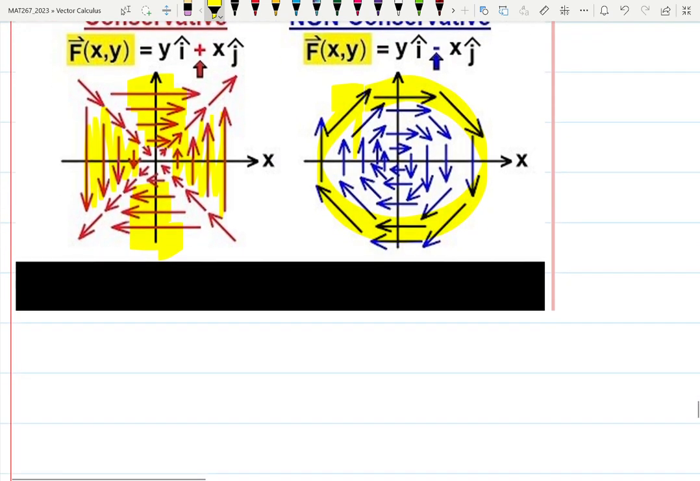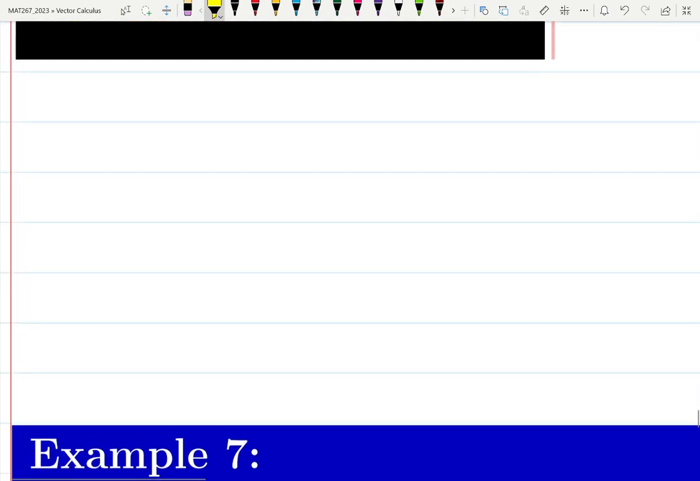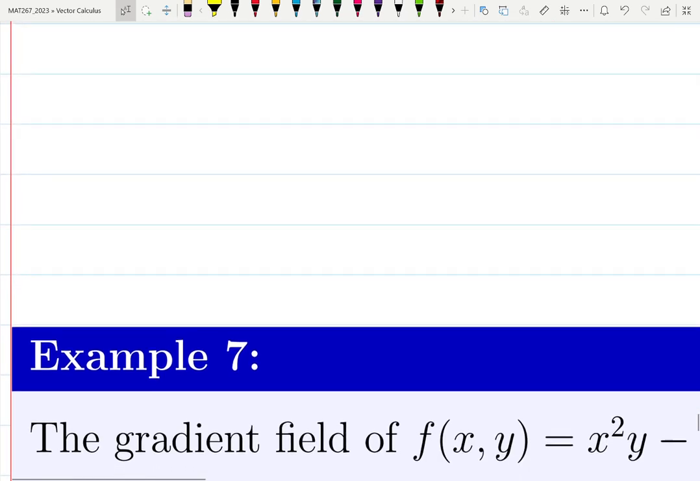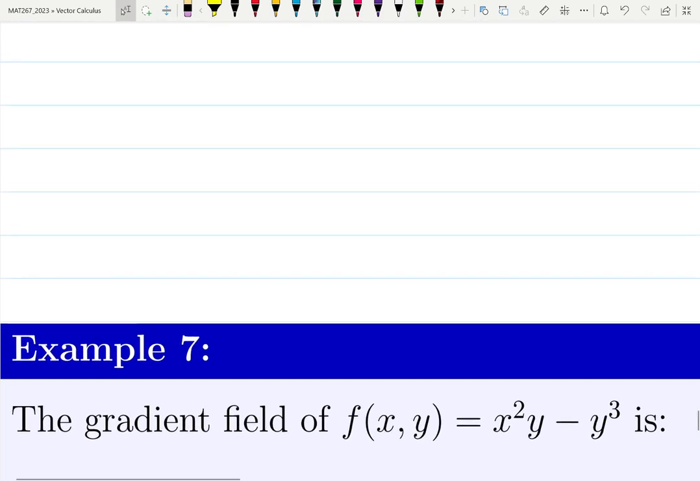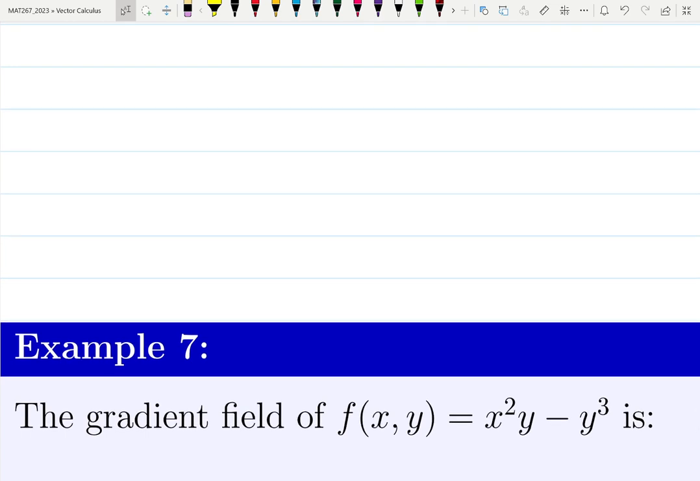Example for the gradient field. That's very easy. Seriously though, I'm not making this up. Let's find quickly the gradient field for x squared y minus y cubed. Write it down. I don't want to scroll down because the answer is there. Do you know how to find it?